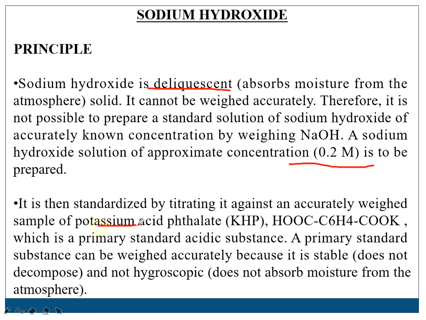Potassium hydrogen phthalate can be represented in short as KHP and its formula is COOH C6H4COOK. This potassium hydrogen phthalate is not hygroscopic and it is stable. Because of this property, it can be used as a primary standard for acidic substances.